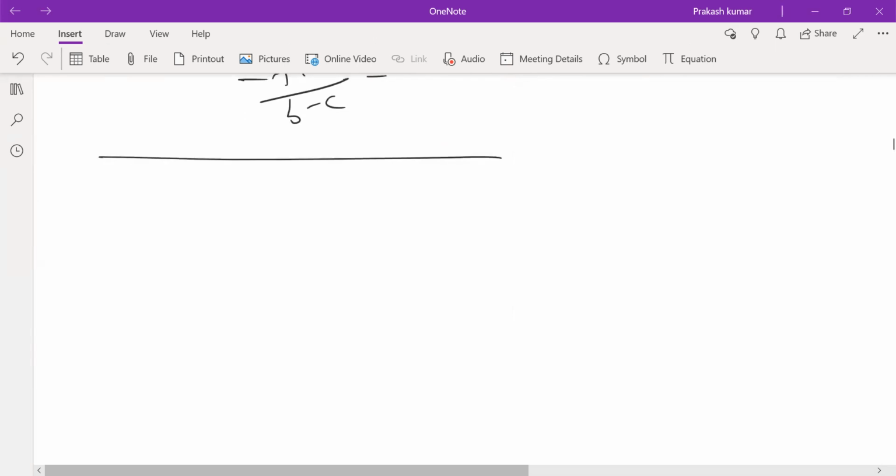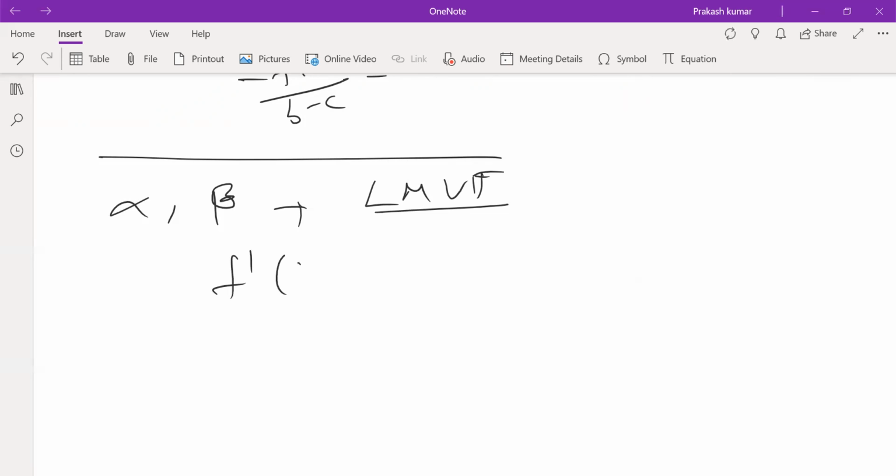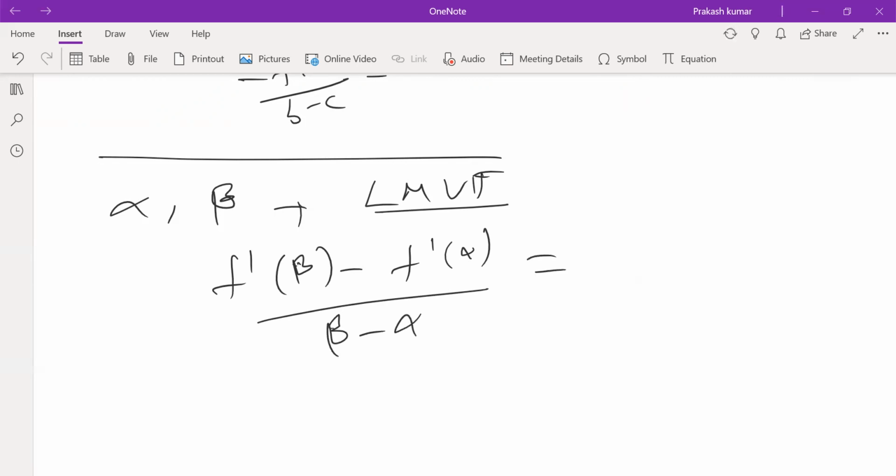Now I have 2 points, right? I have alpha, beta. Now I will again use LMVT, and then I can write f dash of beta minus f dash of alpha upon beta minus alpha is equal to f double dash eta, where eta belongs to alpha and beta, right?